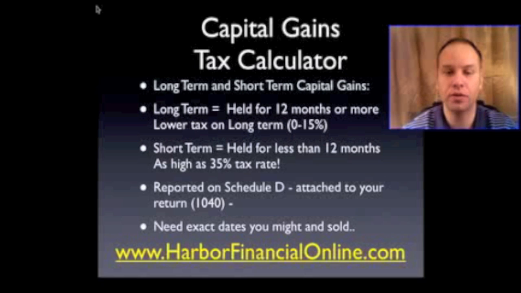Now, when you're calculating your capital gains, it's split between long-term and short-term capital gains. Long-term is if you had the item for 12 months or more. There's lower tax on the long-term capital gains. The tax rate is going to be 0 to 15%. Short-term is held for less than 12 months. The rate on this is a lot higher. It can be up to 35%. And again, it's reported on Schedule D. I'm going to show you that right now.